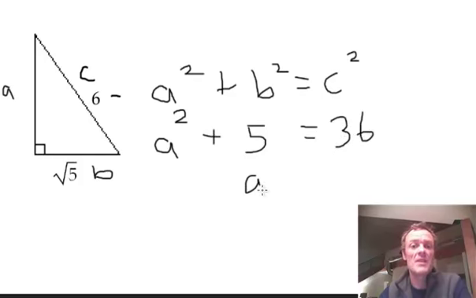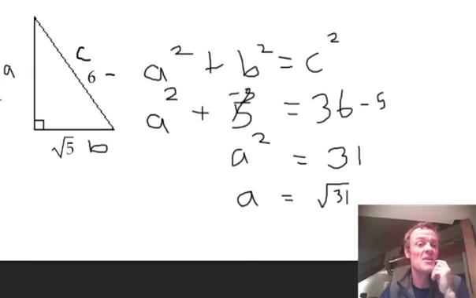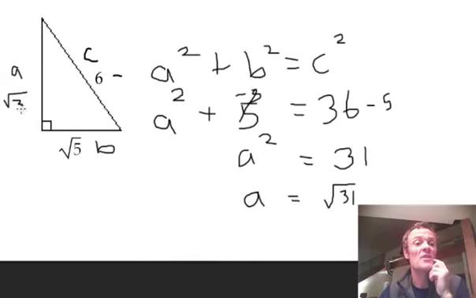So for a squared, I'm going to take away 5 from both sides. Take away 5, so that gives me 31. If a squared is 31, how do I get to a? I square root both sides. So a equals, and for this all you can write is root 31. That's it. So a is root 31.